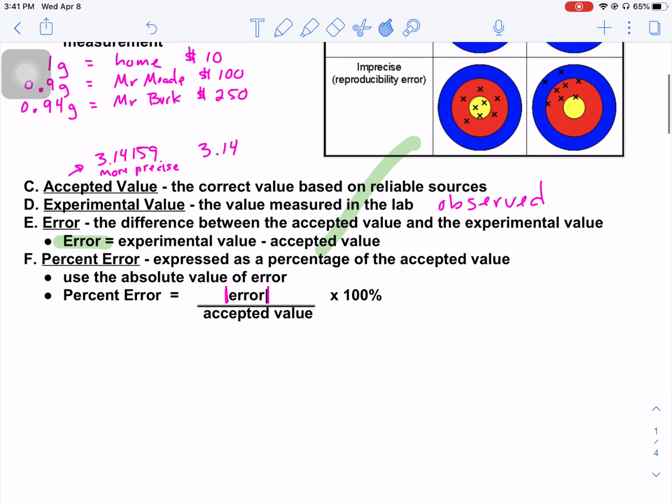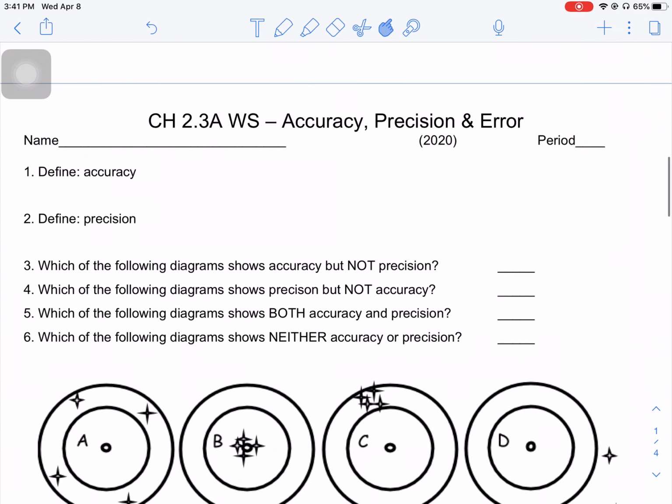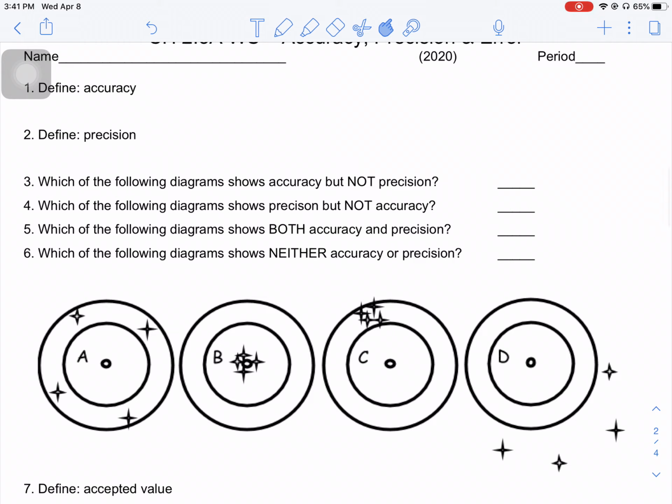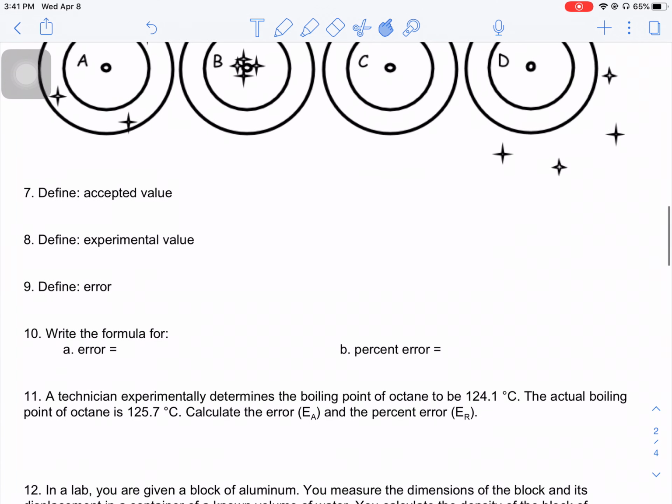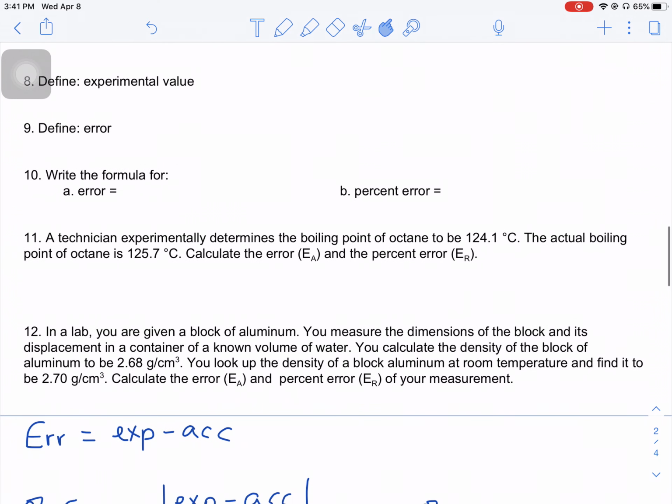Okay. Now down below, this is the worksheet that I would be giving you if it was a normal school day. So whether you do it or not, that's up to you. Just make sure you complete the Google form for your points for today. But it gives you an idea of the types of questions I'm going to ask you. All right, so we've got examples of bullseyes. You can look up above and say which one's accurate, which one's precise, which one's neither, which one is both, okay? Now, one of the things you are going to have to do is calculate some error in the homework assignment. So what I'm going to do is one example with you.